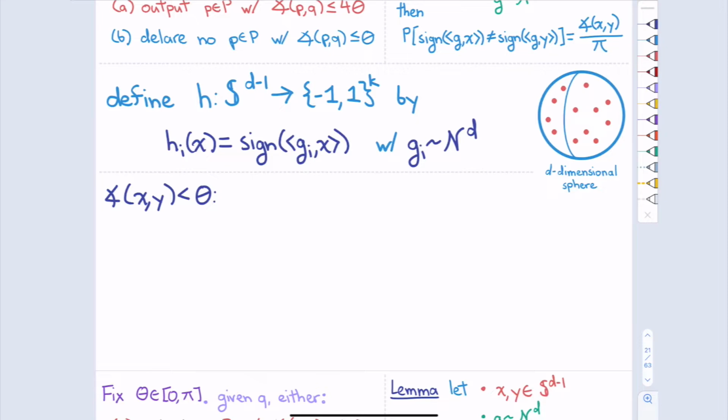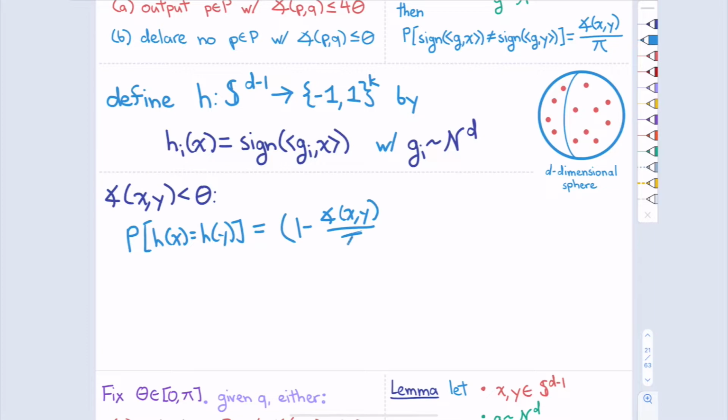Okay, all right, so what do we know? The probability that h of x is equal to h of y is equal to, okay, what do we show? 1 minus the angle between them over pi. And we have k coordinates, right? Okay, fine.